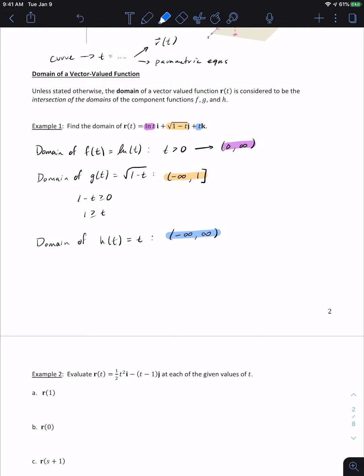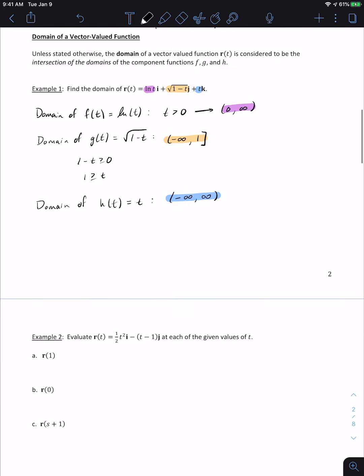So now in order to find the domain of the entire function, the domain of the vector valued function r of t, it is the intersection of all those domains, right? And so the intersection of all these domains would be, let's see, I have to not include 0 and start at 0, and then I go all the way up to 1 and not include 1, right? So that is my domain.